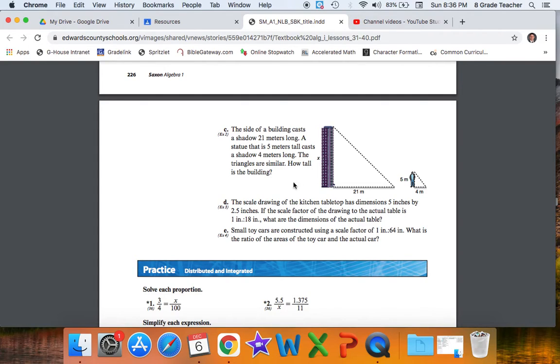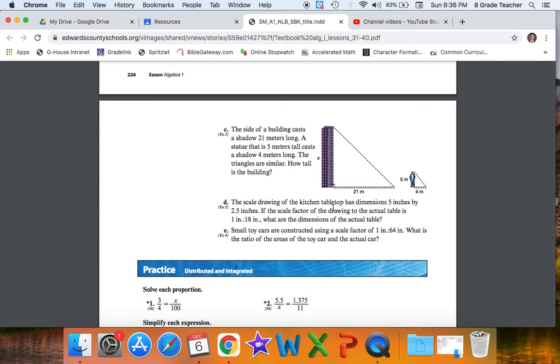Letter D. The scale drawing of the kitchen tabletop has dimensions 5 inches by 2.5 inches. If the scale factor of the drawing to the actual table is 1 inch to 18 inches, what are the dimensions of the actual table? So you take the scale factor of 1 inch to 18 inches, and you can compare that to each of the dimensions of the table. You're going to take 5 multiplied by 18 and 2.5 multiplied by 18 to find what the actual is going to be. 5 times 18 is going to give you 90. 2.5 times 18 is going to give you 45 as your overall dimensions. 90 inches by 45 inches.